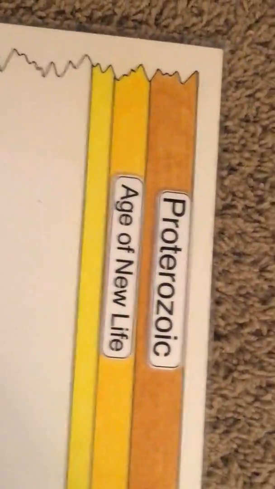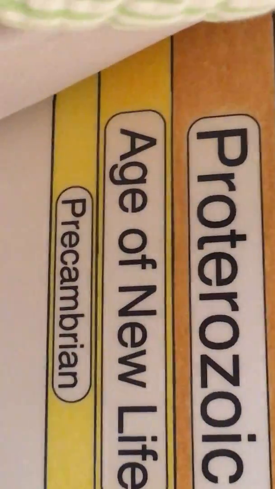Age of fishes. And then age of amphibians. All right, now there's a third line. And I can't find it in my bag, but I have it here on my poster. So for the Proterozoic, the Precambrian is the period.